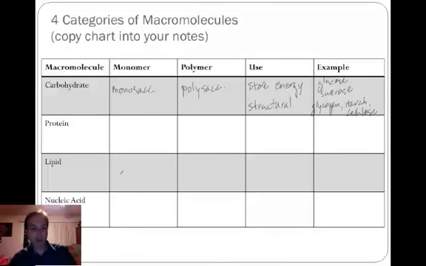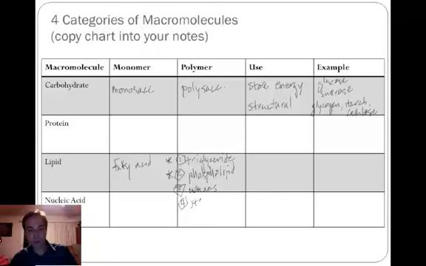Now moving on to lipids, the monomer is a fatty acid. The polymer, there are really 4 of them, so let's name them off. Triglyceride is 1. Then you have the phospholipid. If I were to pick, the 2 that you need to know most about are triglycerides and phospholipids. You need to be familiar with waxes. And number 4, steroids. So be familiar with those.